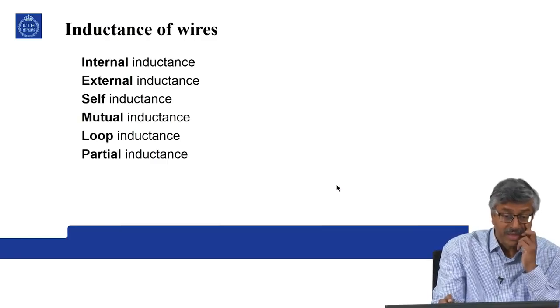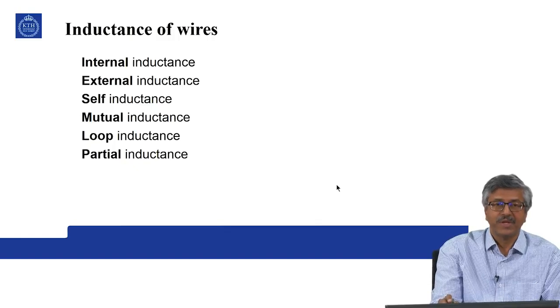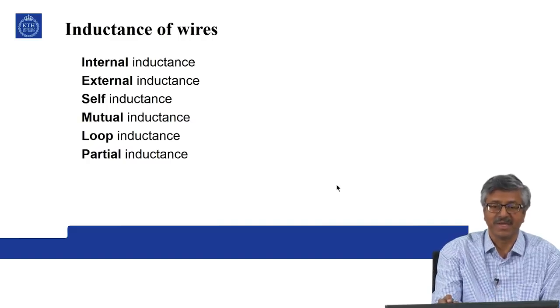Now, another property of wires is inductance. Every wire will have inductance. Anything that carries a current, or has a magnetic field set up around it, will have some inductance.